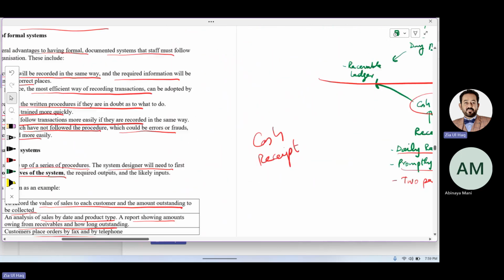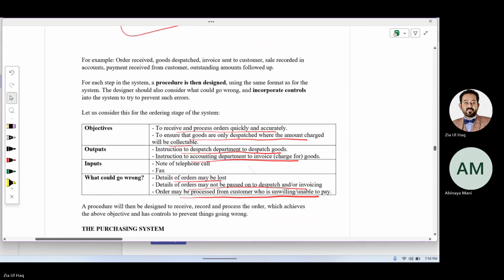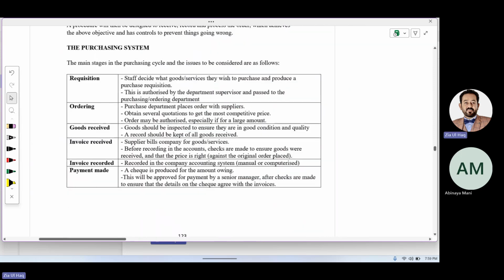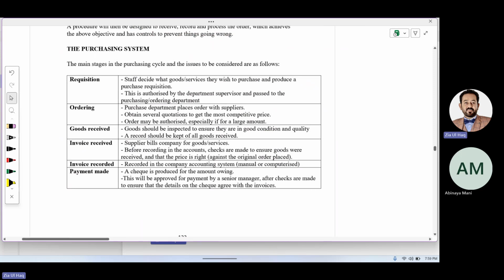So let's read about the purchase system. Requisition: staff decide what goods or services they wish to purchase and produce a purchase requisition, authorized by the departmental supervisor, meaning signed by the departmental head. Ordering: the department places orders with approved suppliers, from a list the company has prepared, and obtains quotations to get the most competitive prices. It may be specially authorized; for larger amounts, finance director approval is necessary.